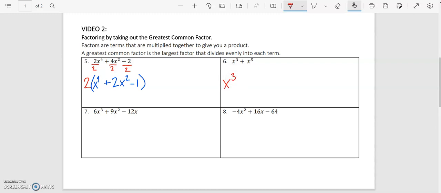So what we're going to do is divide each of these terms by x to the 3rd, just like we did in our first one, dividing by your greatest common factor. And what we're going to be left with, x to the 3rd divided by x to the 3rd, is going to be 1. And then x to the 5th divided by x to the 3rd is going to leave us with x squared.